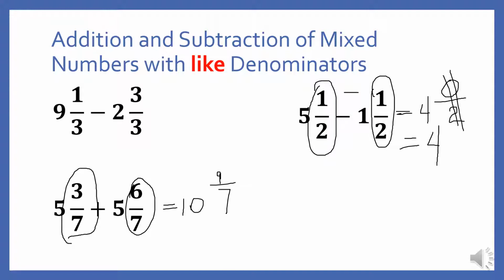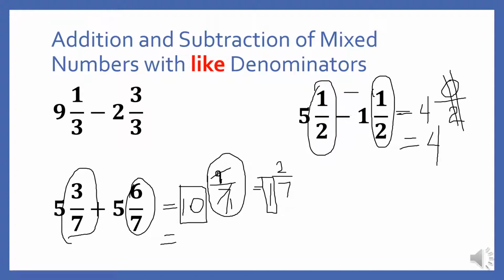And as we can see here, we have an improper fraction. So what can we do? We can reduce this fraction by saying 7 into 7, 1. How many times could 7 go into 9? 7 can go into 9 once, with a remainder of 2 over 7. Okay, so this is the lowest this can reduce. Now let's combine our answer. First, we had a whole number of 10. Now we have another whole number of 1. So we're going to add our whole numbers together. So we have 11 and 2 over 7.